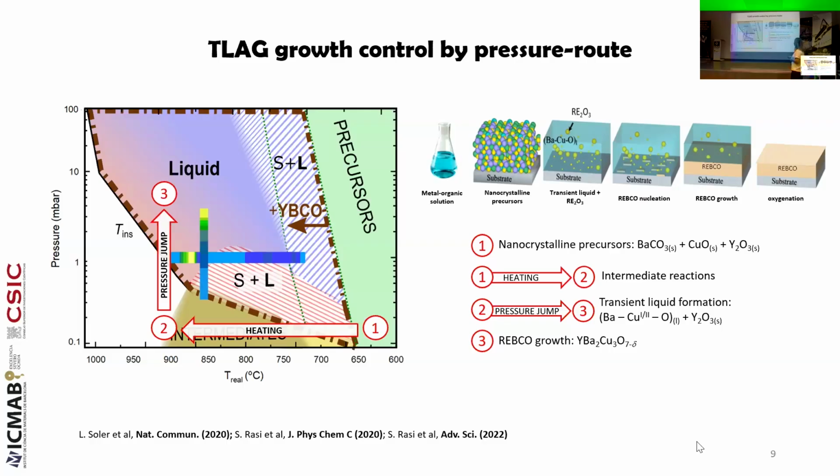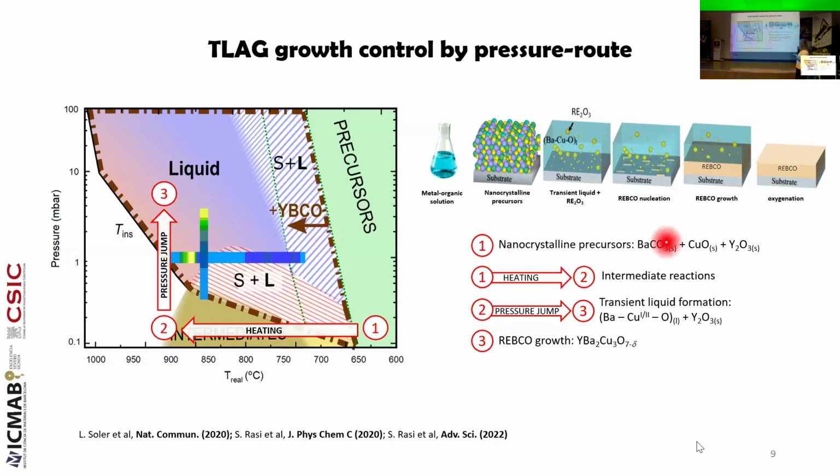So I was talking about this transient liquid-assisted growth method of superconducting films, of REBCO superconducting films, that was developed in our group. And I will be talking about one of the routes that lead us to the formation of the REBCO phase. And this is the pressure route.